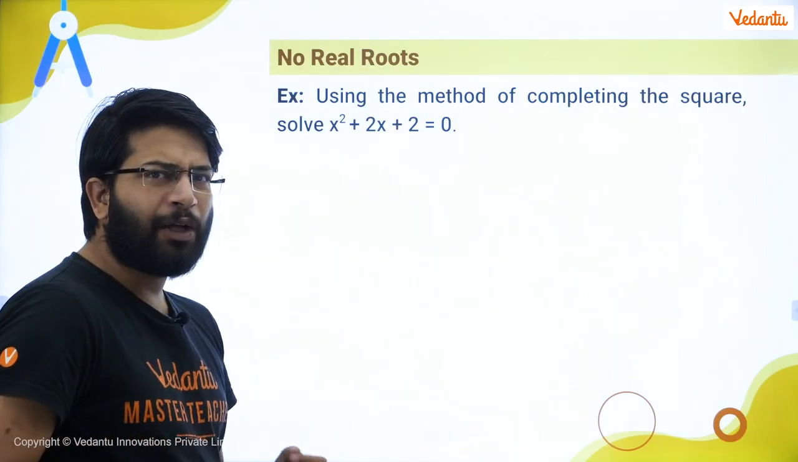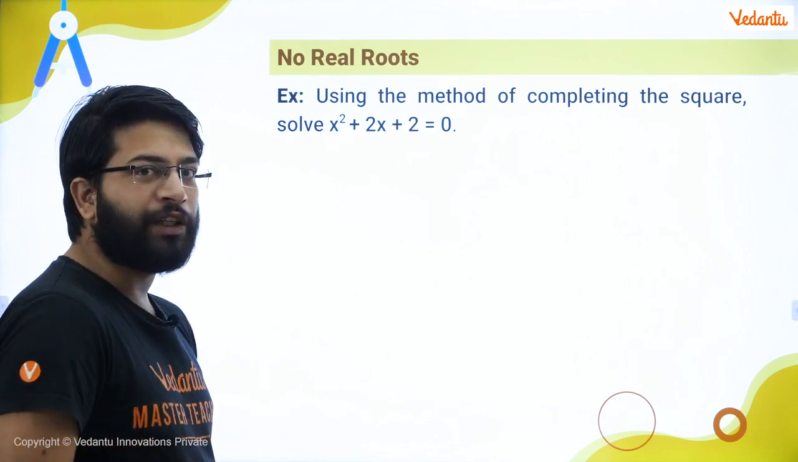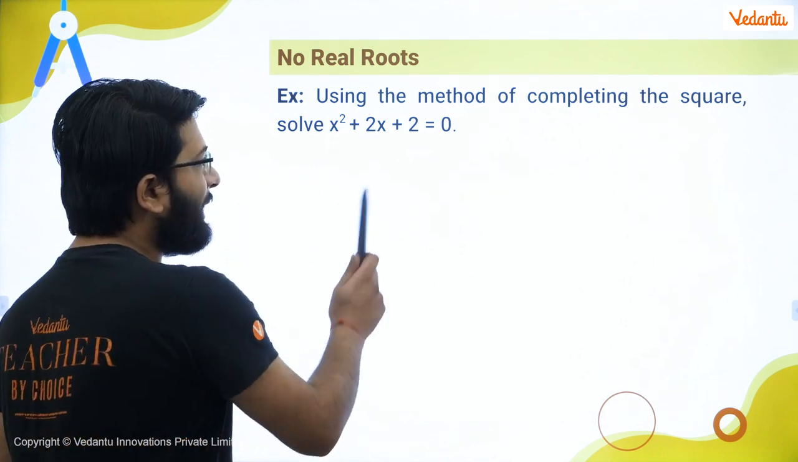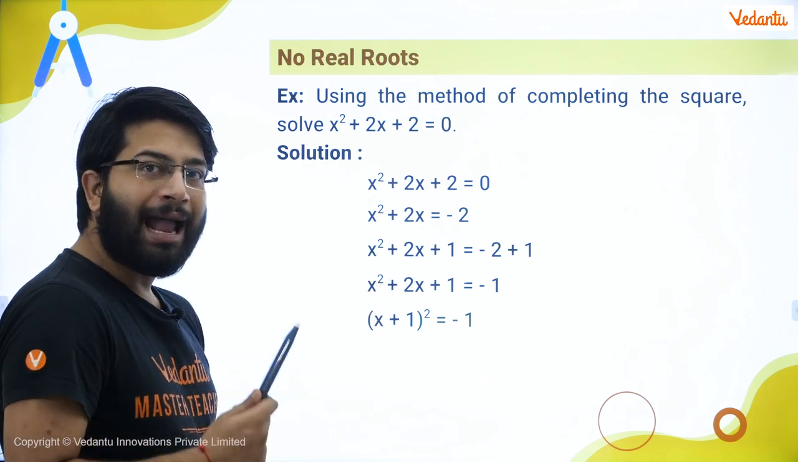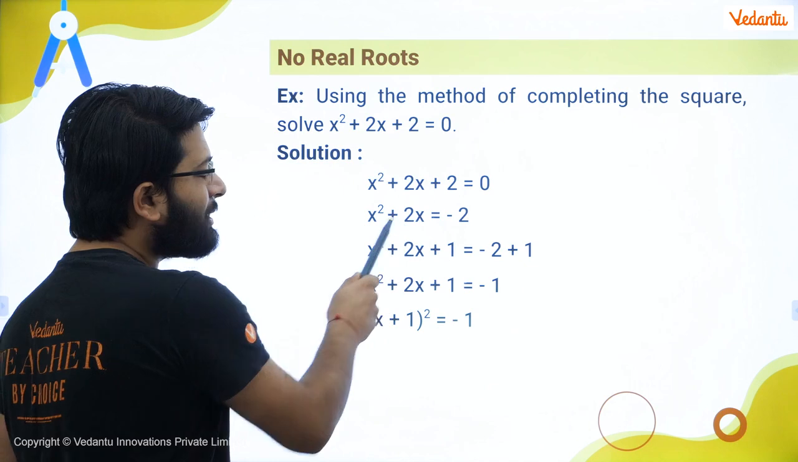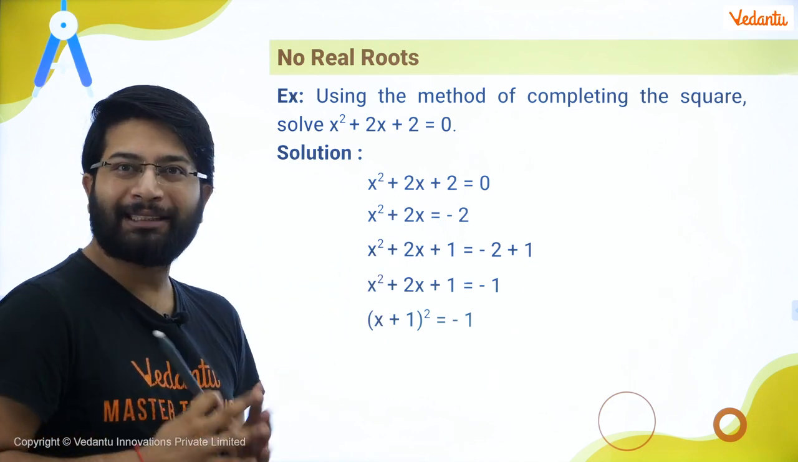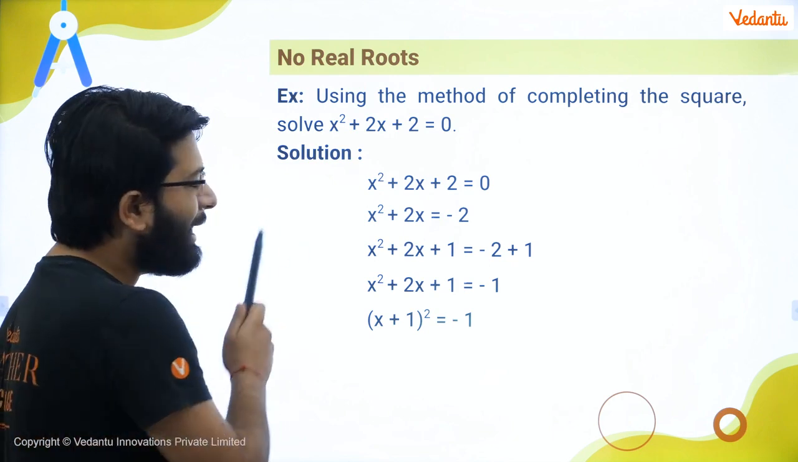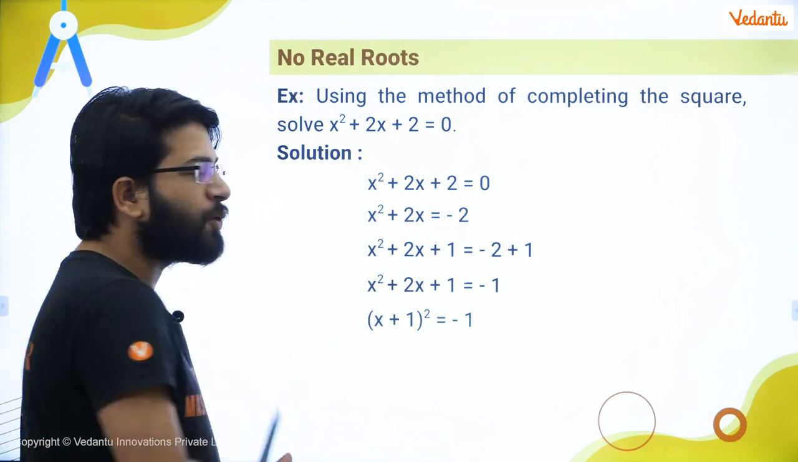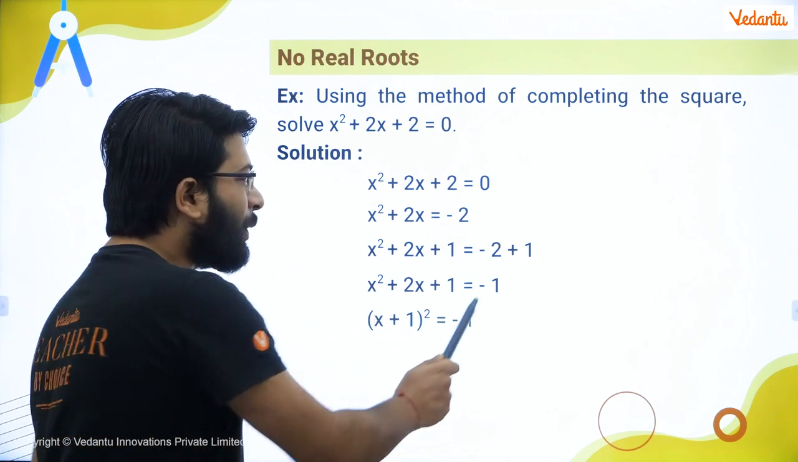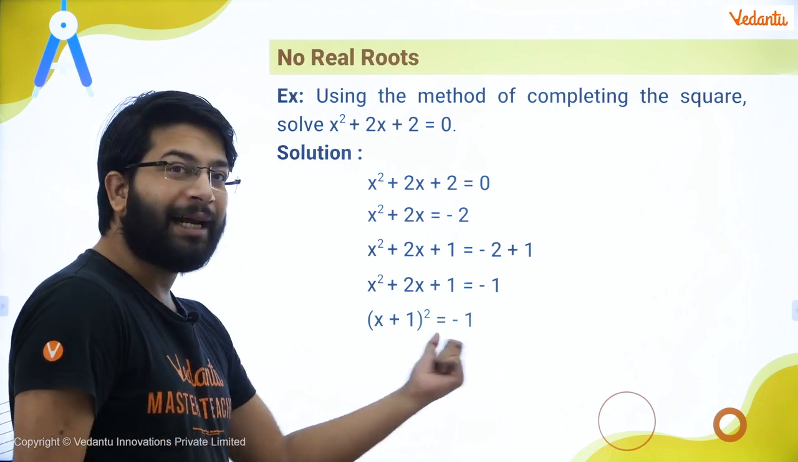Now let's see, can we get no real roots also? For this quadratic, my x² coefficient is already 1. So I will take the constant term to the other side. After that, I have added (coefficient of x divided by 2) whole squared, that means I have added 1 on both the sides. Now champ, after adding 1 on both the sides, my left hand side is always a perfect square. But champ, the right hand side is coming out to be -1.